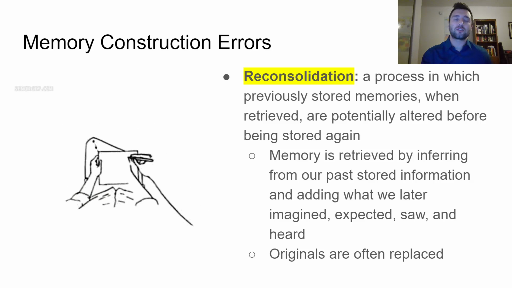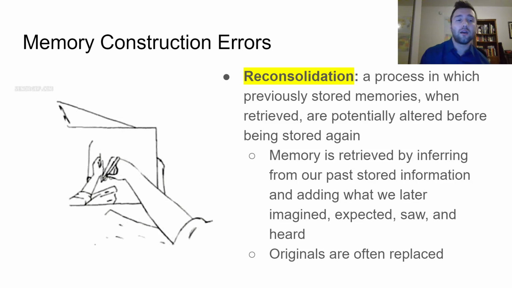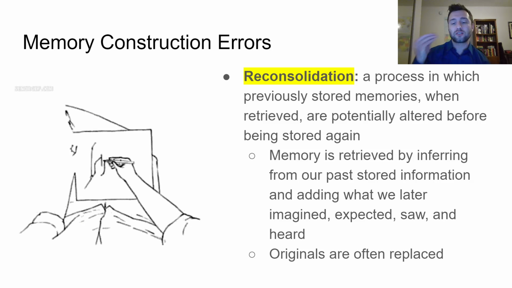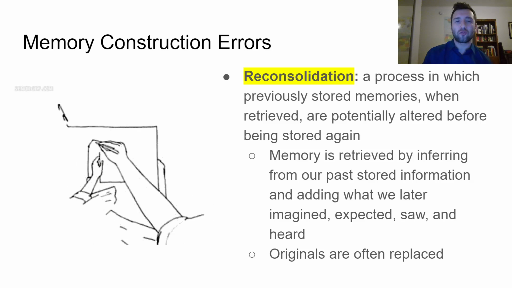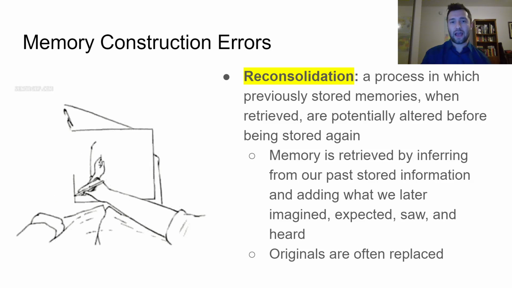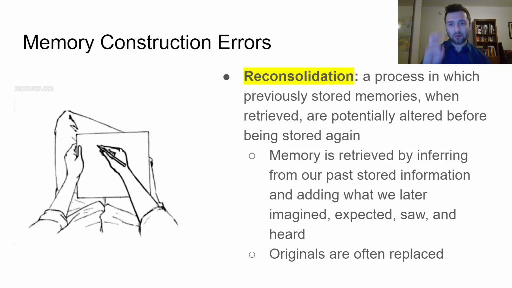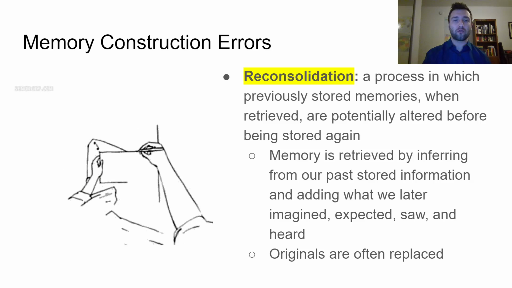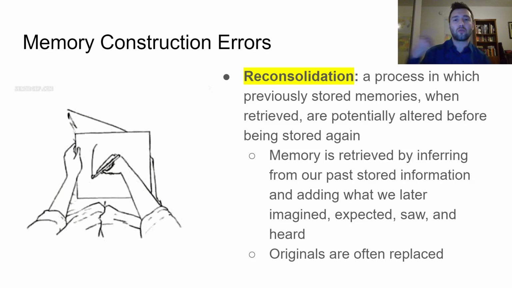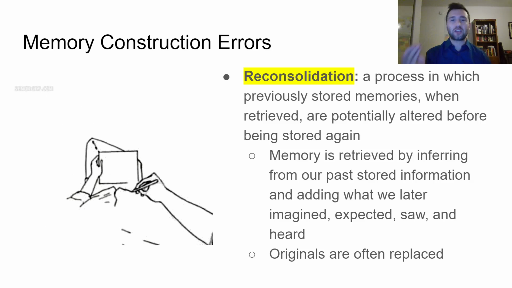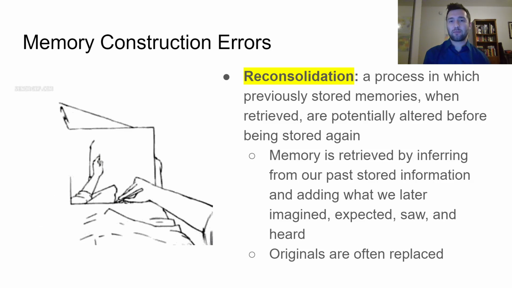And this is where we can construct all sorts of things. So I know, for example, there's a story from when I was a little kid that I realized over time I don't actually remember happening, but I can remember it because I've heard the story over and over again. Someone has told me this story about me as a little kid so many times that I can picture it even though it didn't actually happen.